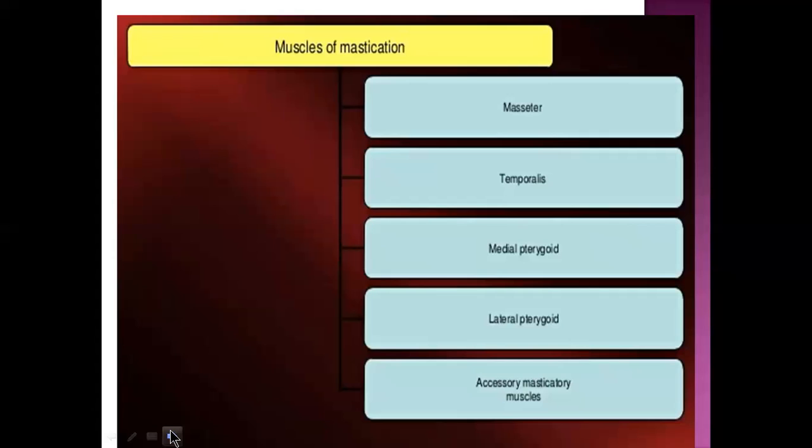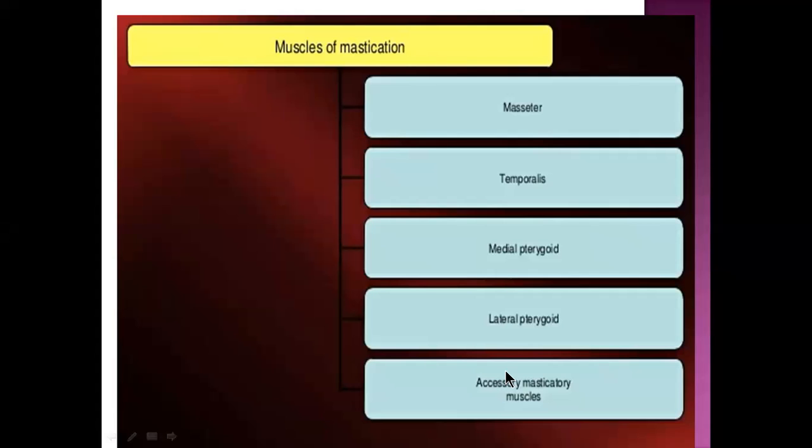When you clench your teeth very tight, clench means you occlude your teeth, you can make out the masseter. You can feel the side of the stick. You can feel the masseter, as well as make out the temporalis. It will bulge out. And there are muscles like the medial pterygoid and lateral pterygoid. These are all the muscles of mastication.